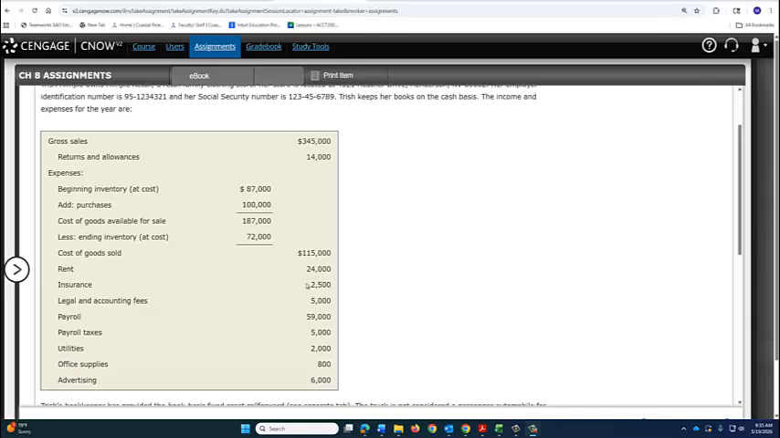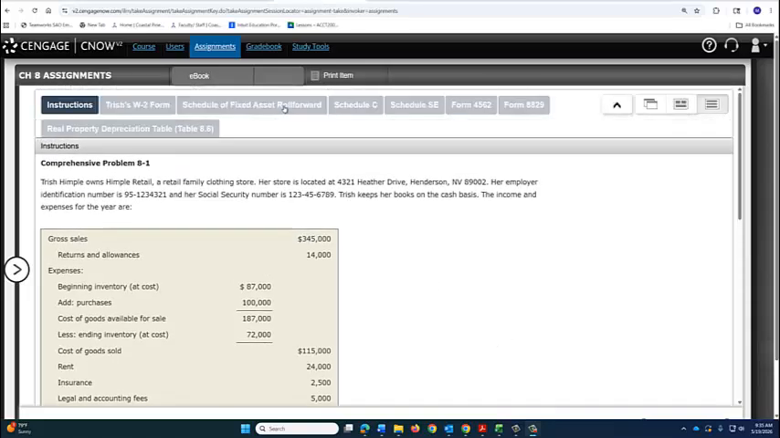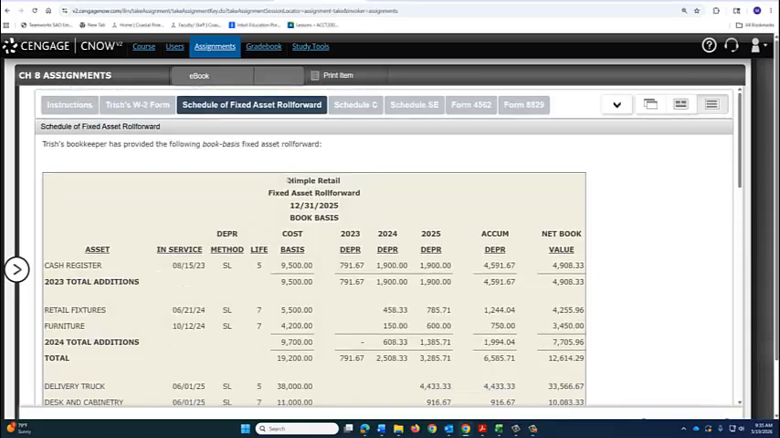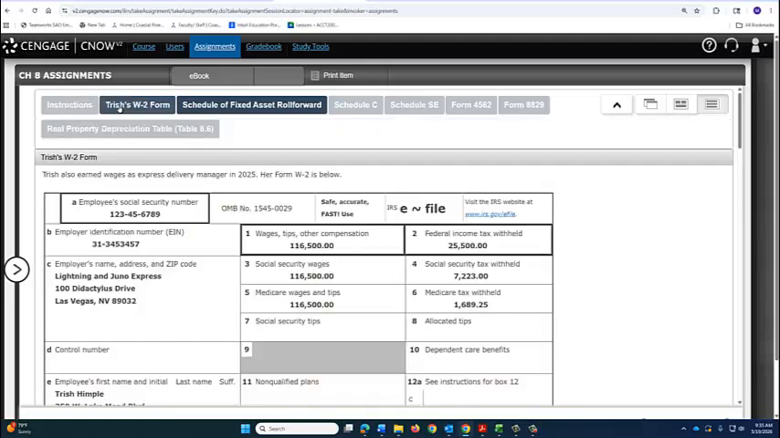We will complete a Schedule C for her business, and we'll spend a lot of time calculating the depreciation for her business assets. We were given this schedule of a fixed asset roll forward on the book basis. So we're going to use this information to calculate her tax depreciation for 2025.